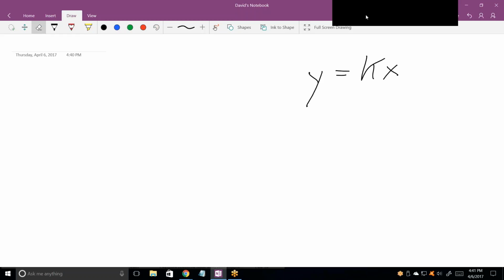Now k can be a negative number, k can be a fraction like we just had where it was 1/10. k can be a big positive number, but it's got to be just that. I can't have any numbers being added or subtracted.